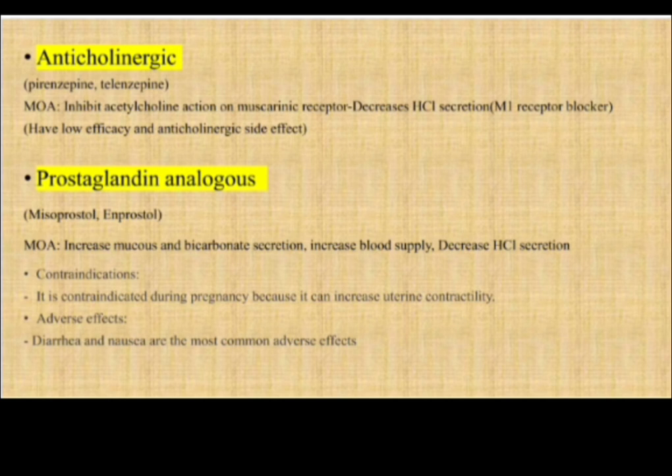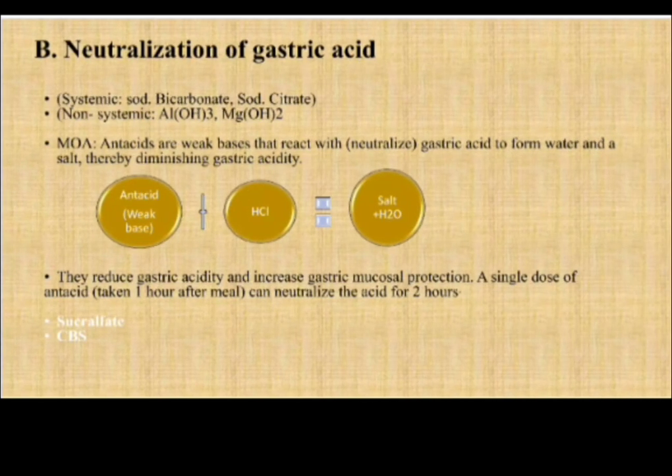Anticholinergics. They inhibit the acetylcholine action at muscarinic receptors, decrease HCl secretion, and have low efficacy and anticholinergic side effects. Next one, prostaglandin analog, misoprostol. It increases the mucus and bicarbonate secretion, increases blood supply, decreases HCl secretion, etc. Contraindications: it is contraindicated during pregnancy because it can increase uterine contractions. Adverse effects: diarrhea and nausea are the most common adverse effects.